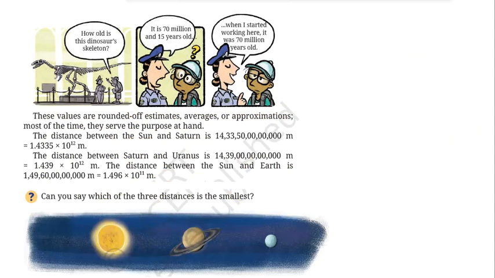Now here you see a picture and there is a conversation happening. So a person is asking how old is this dinosaur's skeleton. So the lady says it is 70 million and 15 years old. And she said when I started working here it was 70 million years old. So can you figure out from how much time is this lady working?